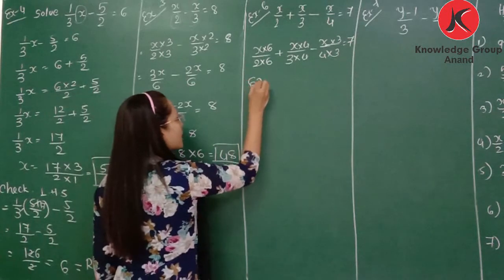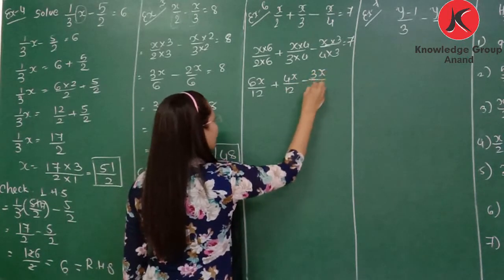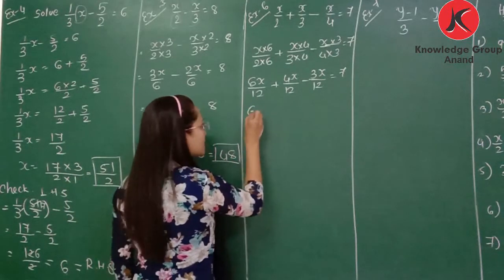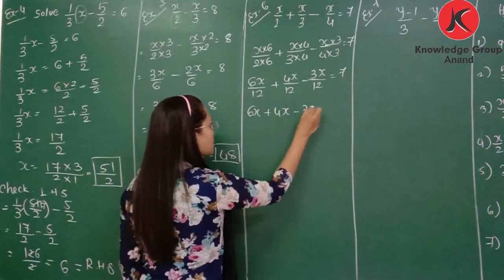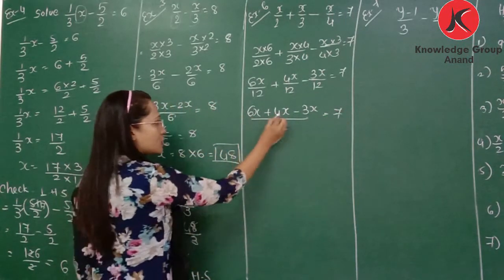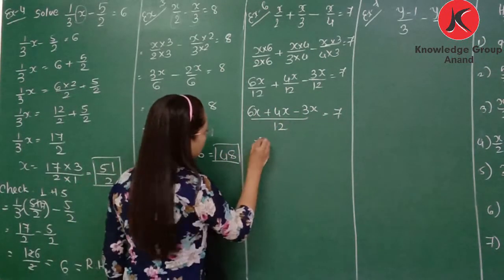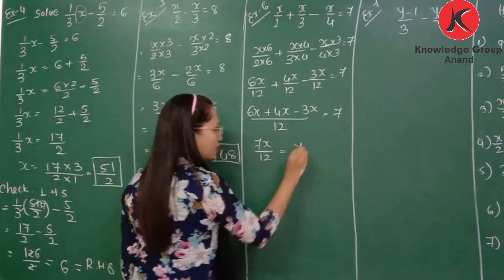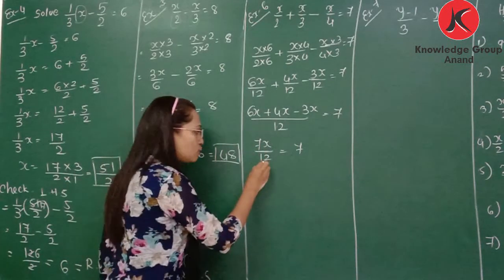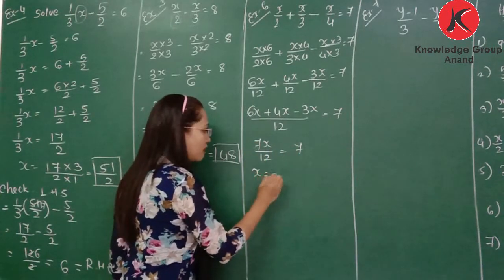Now here 6x by 12 plus 4x by 12 minus 3x by 12 is equal to 7. Now you can see the denominators are same, so you can write 6x plus 4x minus 3x divided by 12 is equal to 7. So 6x plus 4x is 10x. 10x minus 3x is 7x. So here we have 7x by 12 is equal to 7. Now here 7 is in a multiply and 12 is in a divide. So take 12 on right side, it becomes multiply.